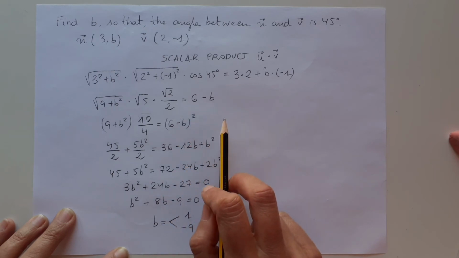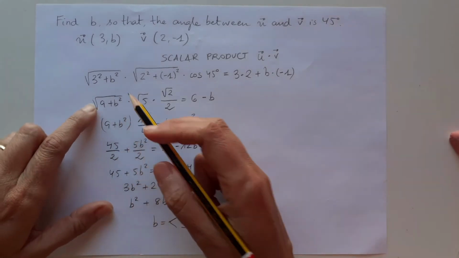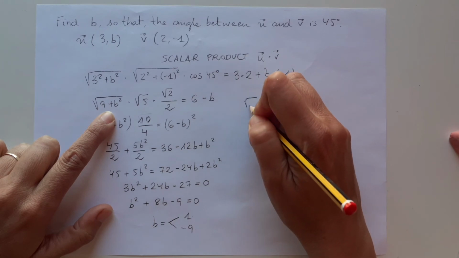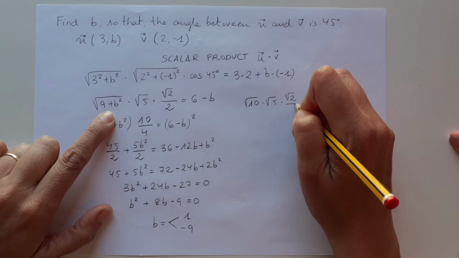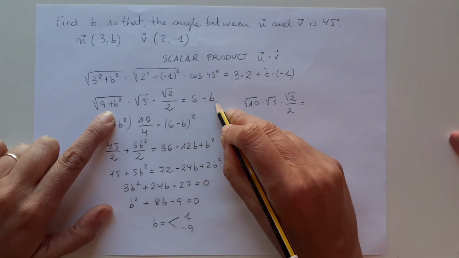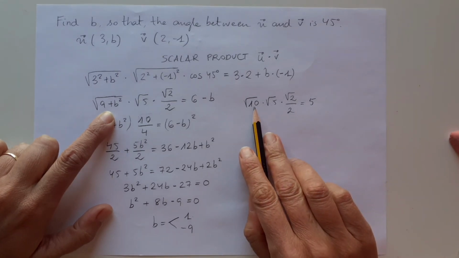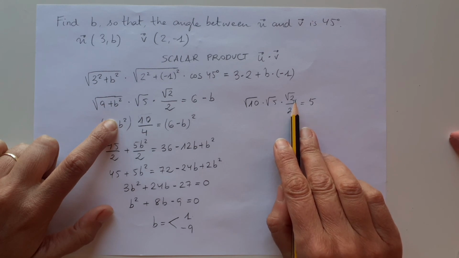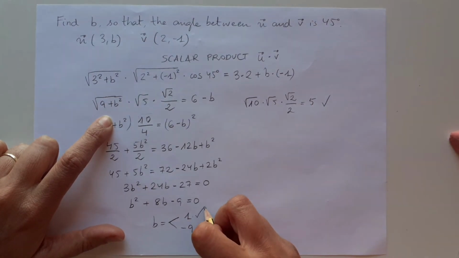And we would obtain, if we try with 1, square root of 10 times square root of 5 times the square root of 2 over 2 equals 6 minus 1, which is 5. If we multiply here, we would obtain 50. 50 times 2, 100. Square root of 100 equals 10 over 2 is 5. So since this is correct, this solution is correct.